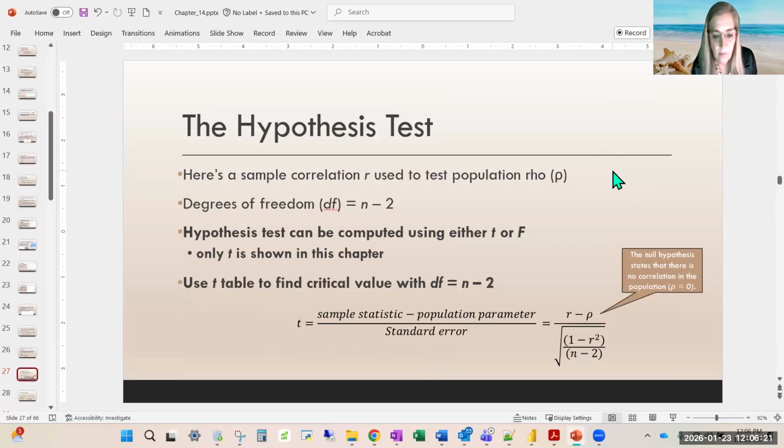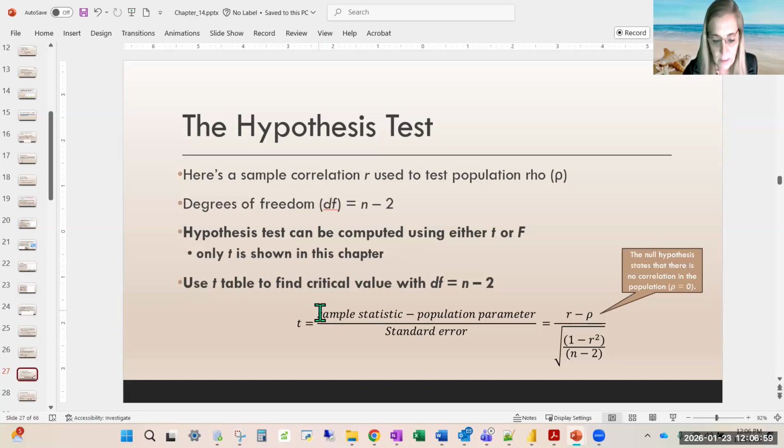All right, so here we go. Hypothesis tests. Here's a sample correlation r used to test population rho. The degrees of freedom for correlations is n minus 2. The hypothesis test can be computed using either a t statistic or an f statistic. In your chapter, we're only showing how to do the t statistic. So we would use the t-table to find the critical value with the degrees of freedom of n minus 2.